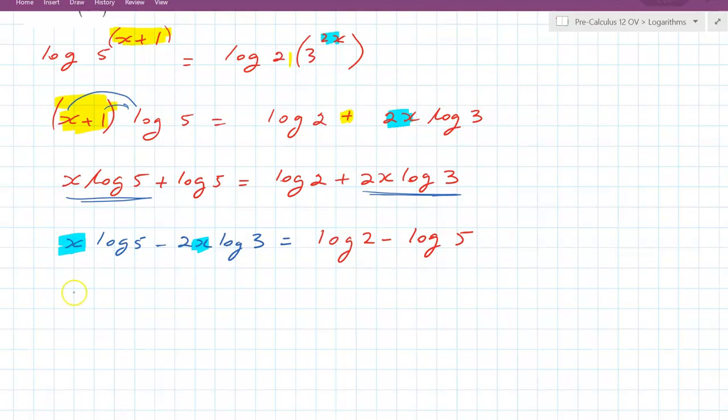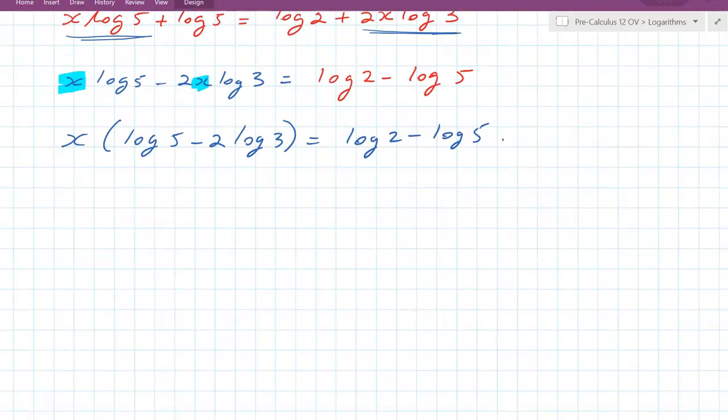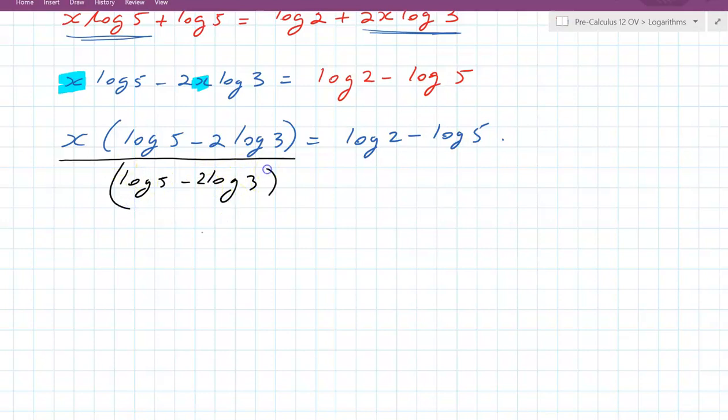We get x times log of 5 minus 2 log of 3 equals log of 2 minus log of 5. That's what you will get. The last thing you do, you divide everything by the coefficient. Remember, this log 5 minus 2 log 3 is just a number. So you have to divide both sides by that number, whatever that number is, and that will be your answer.